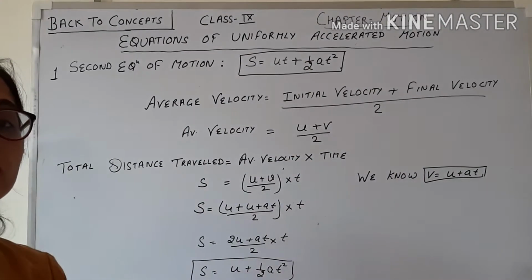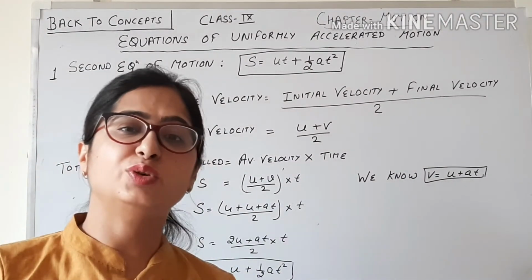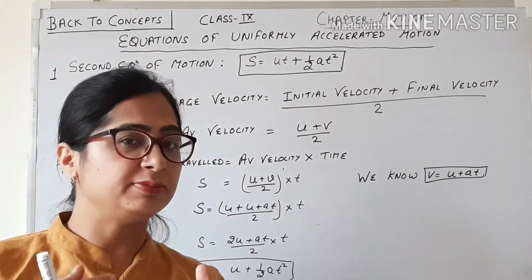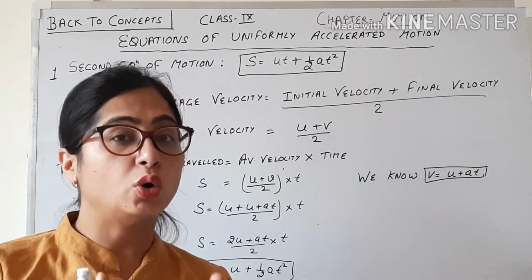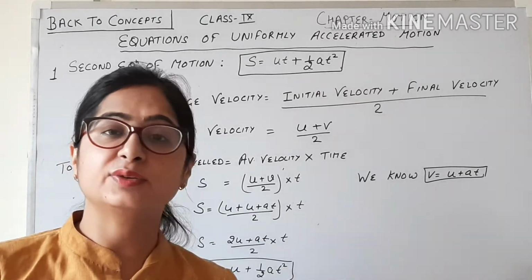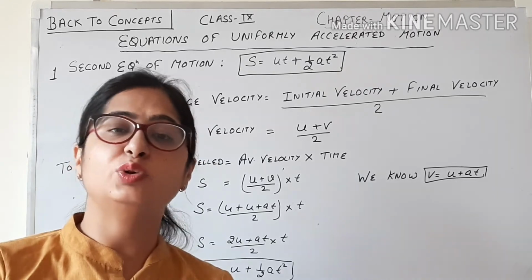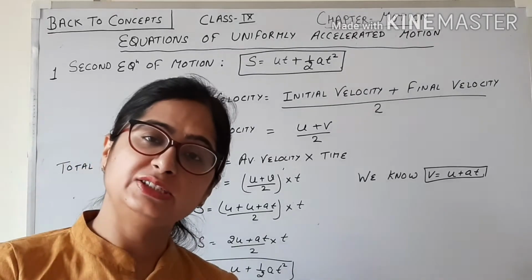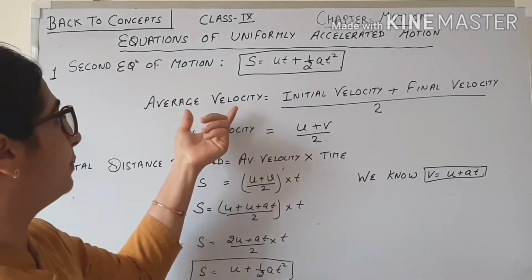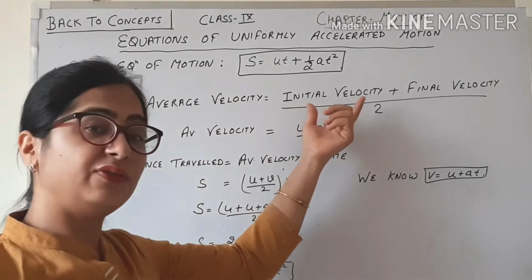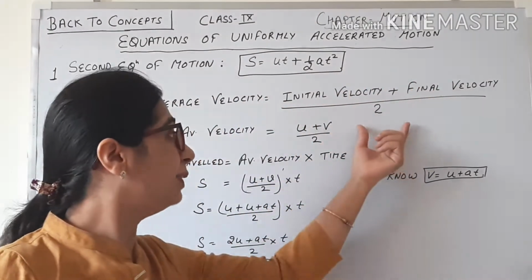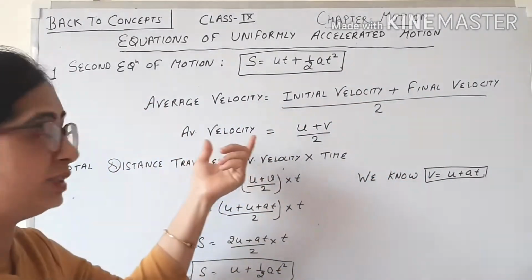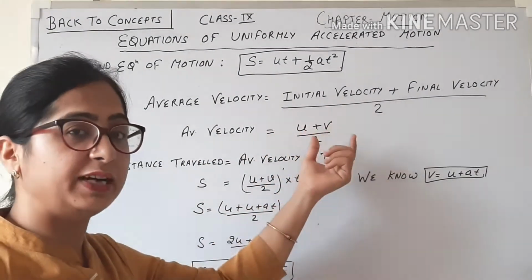Now we know that the average velocity is equal to total displacement upon total time taken, or another definition of the average velocity is the average of the initial velocity plus final velocity. Average velocity is equal to initial velocity plus final velocity divided by 2, that is, u plus v divided by 2.